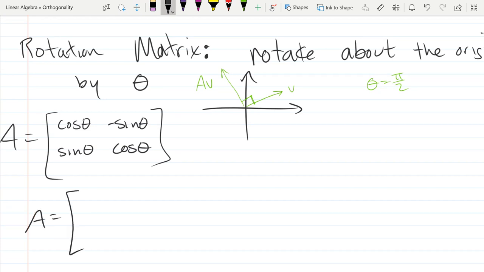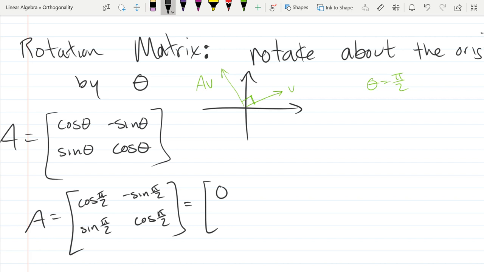So I'm just filling in pi over 2 for all of these. So we've got cos pi over 2, negative sine pi over 2, sine pi over 2, cos pi over 2. I think this is our first time we're using trigonometry in this class. Getting fancy, all right. So cos pi over 2 is 0, sine pi over 2 is 1. So negative sine pi over 2 is negative 1. Positive 1, 0.